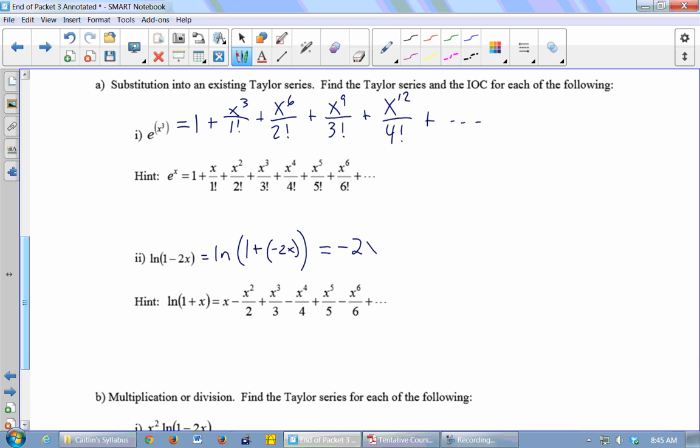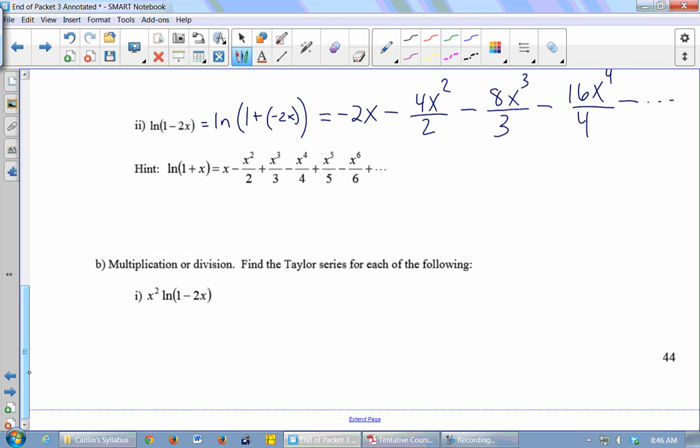So we would have negative 2x, minus negative 2x squared, which is positive 4x squared over 2. And I might have to simplify my fractions when I'm done. Okay, and then I would have a plus, but I'm cubing a negative 2x, which is going to give me a negative 8x cubed over 3. And then I have a minus, and I'm going to raise negative 2x to the 4th, which becomes positive, and 2 to the 4th is 16x to the 4th over 4, minus dot, dot, dot. So that's one way to generate a Taylor series without having to go through that whole process of finding derivatives and plugging it into the formula.